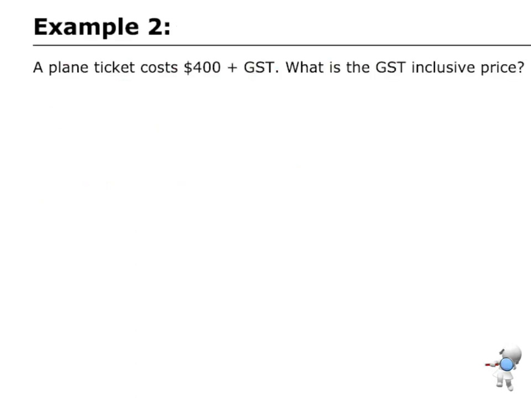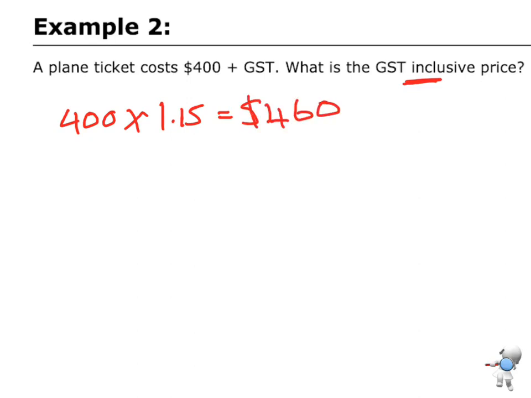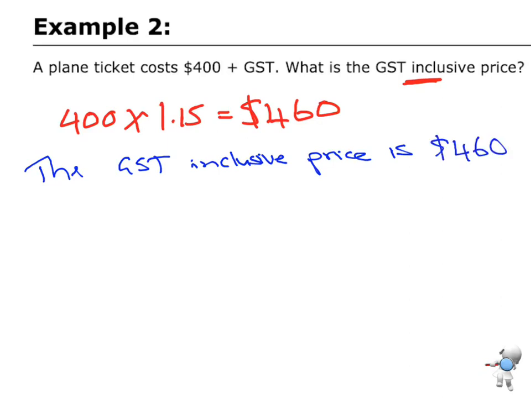Second example here, a plane ticket costs $400 plus GST. What's the GST inclusive price? So I want to find out how much it is. I'm going to pay $400 plus I've got to pay my GST on top, so times 1.15, and that gives me a cost of $460. And so then I need to write this as a sentence answer, and so I'm going to say the GST inclusive price is $460.